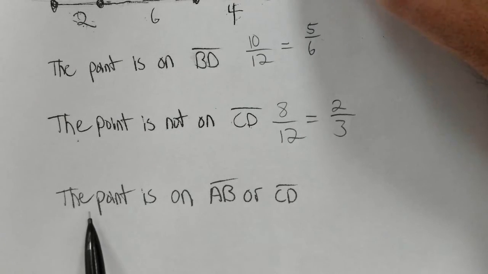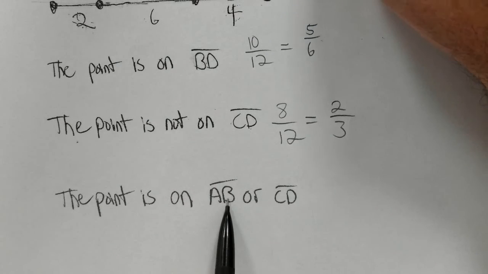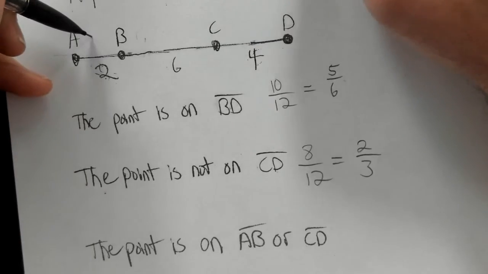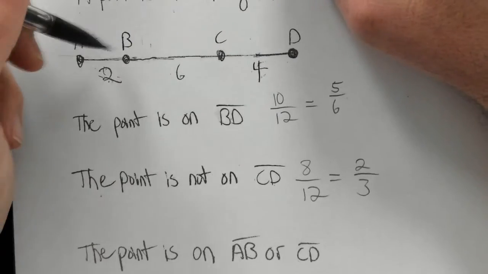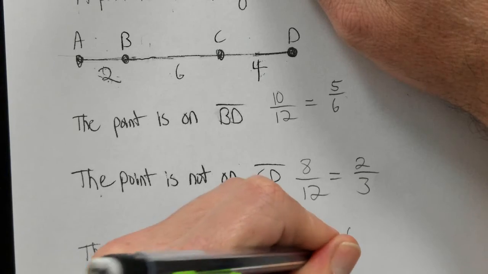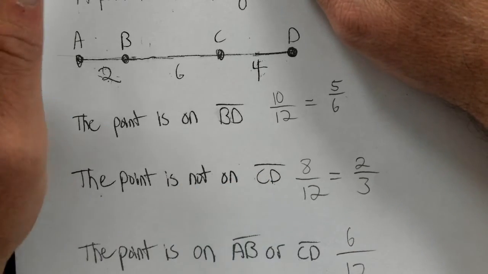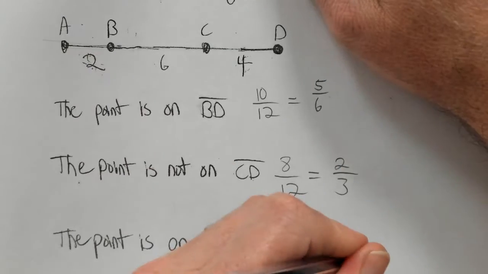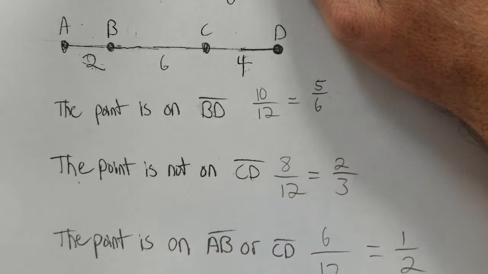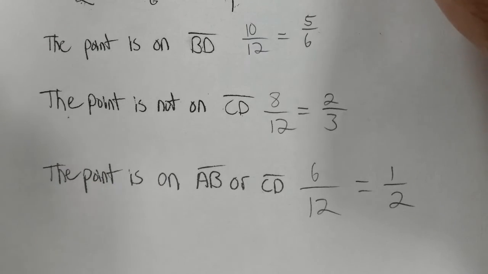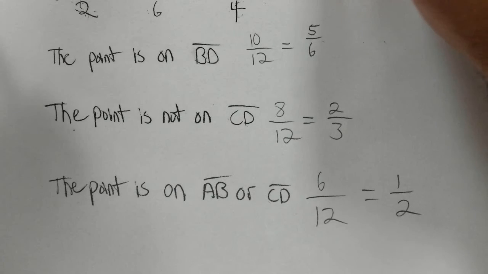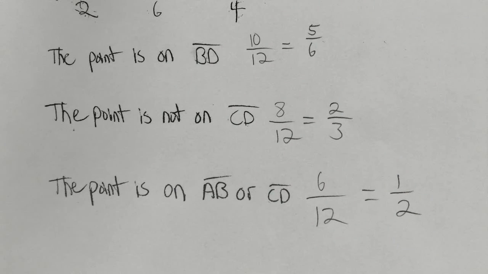Okay, so what about the probability that the point is on AB or CD? AB here, CD here. If I add those two together, my favorable amount is 6. The total amount's not going to change, which is 12. So you've got a 1/2 chance or 50% chance of landing on it. All right, so again, probability is favorable, what you want, over the total amount.